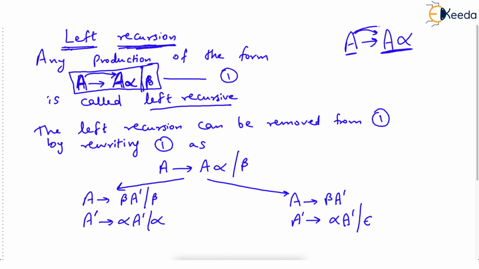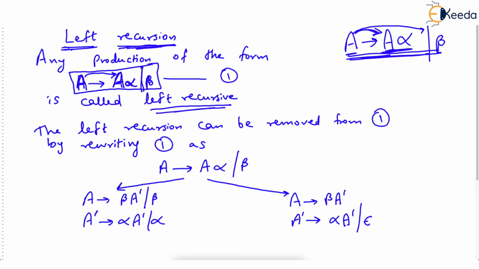And there is another alternative given for A. A can also derive beta. This particular production is left recursive because the same non-terminal occurs immediately on the right hand side of the production. Such productions are called left recursive. And left recursive productions are not good for GNF, Greibach Normal Form, and push down automata. I will tell you why. Trust me.